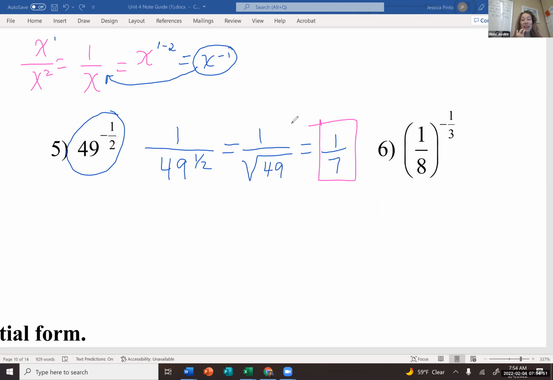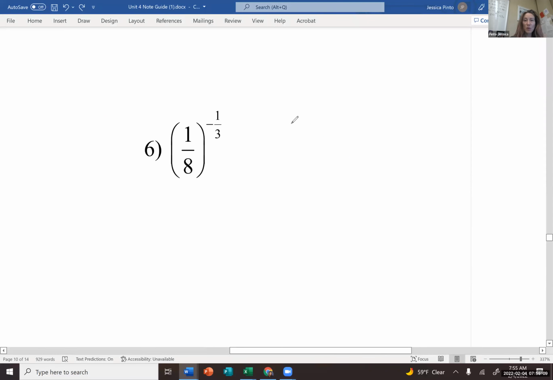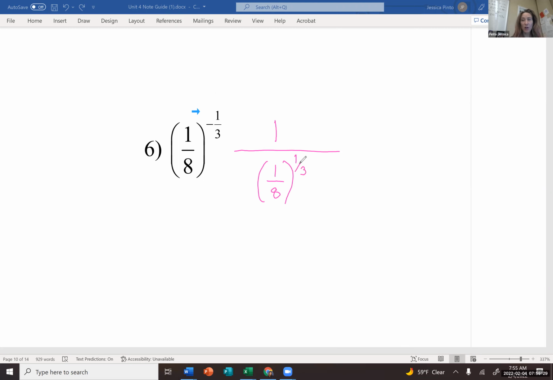So here we're doing the same thing with number 6. But I see that number 6 is already a fraction. So I'll show the work for this, and then you'll be able to see how to do the shortcut. We'll start by saying, oh, this means that the negative exponent tells us that we are going to be in the denominator of the fraction. So starting there, that's going to be 1 over 1/8 to the 1/3 power. Now the exponent is no longer negative because I've moved it to the bottom of the fraction.